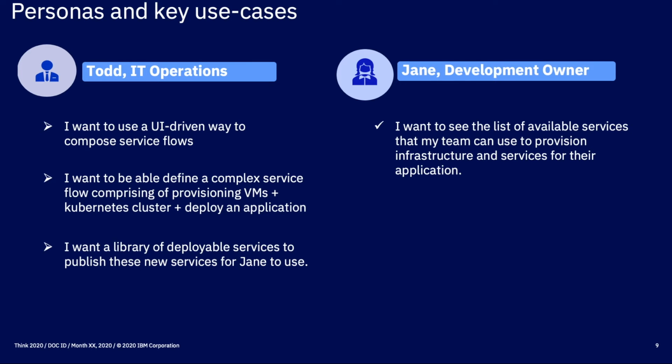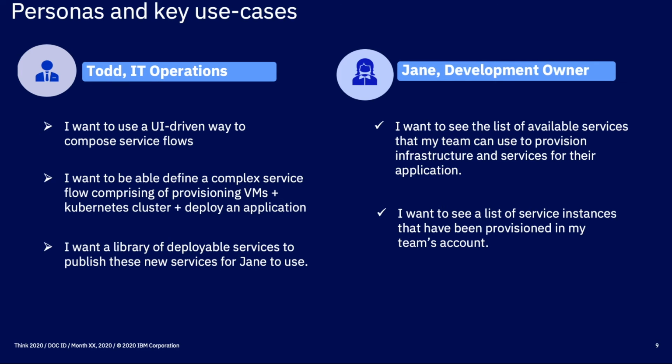In order for Jane, the developer, to take advantage of the self-service capabilities, she needs to be able to see the list of services available for her team to use. She also needs to see a list of services that her team has already provisioned. Having such a self-service capability is sure to increase the speed and velocity of developers to push code to production.